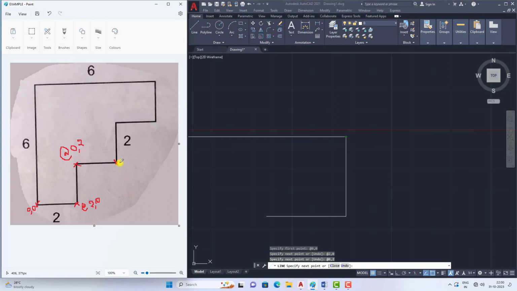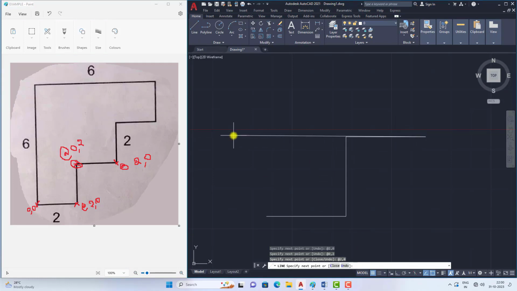So this is the reference now. This point is our reference, and I need to move in the x direction from this reference point. So I need to move 2, as this length is 2, and 0. I don't want to move any more in the y direction from this point. I am giving the value @2,0 and pressing enter. See, the point is appearing here.